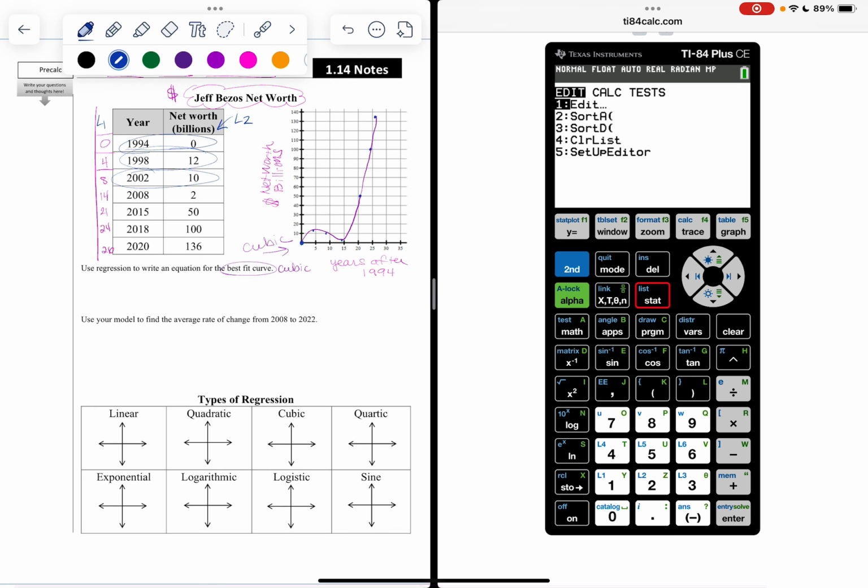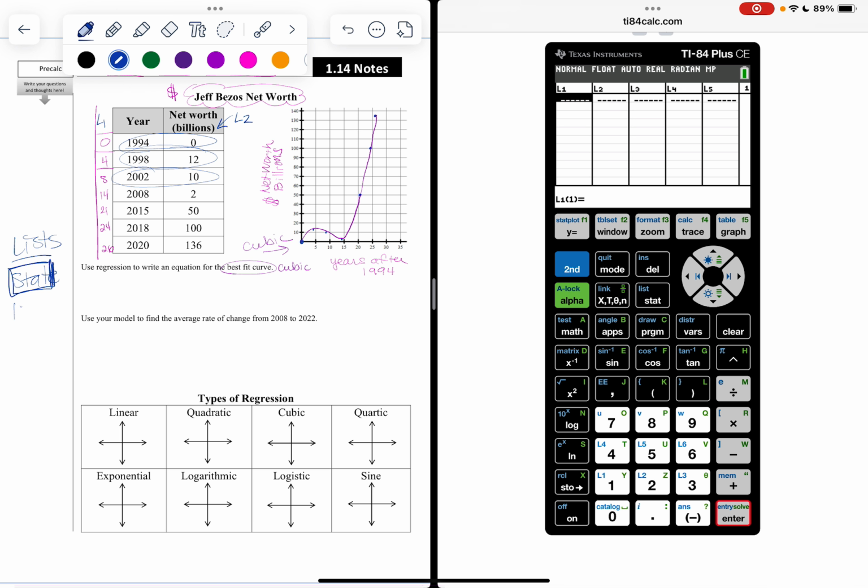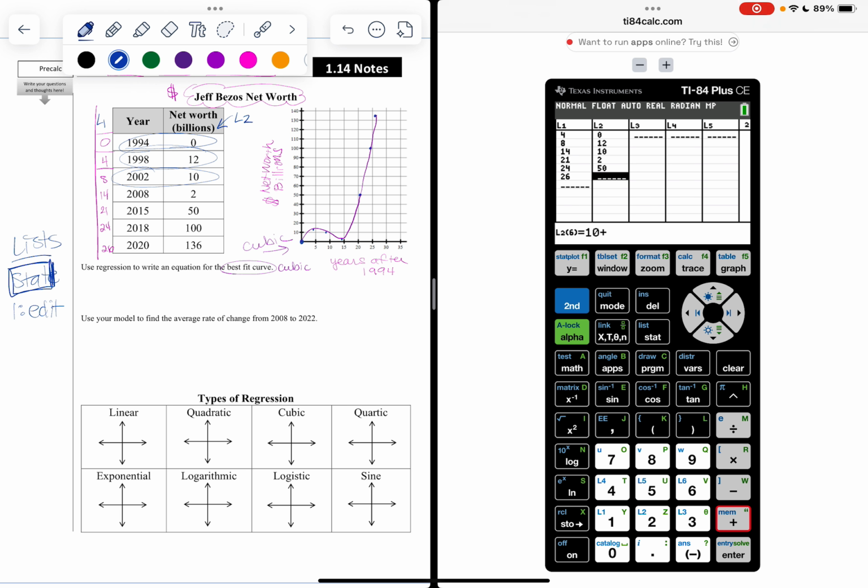So we're going to put our list in there. We're going to use the stat key, and then click edit, option number 1. Option number 1 gives me all of those lists. We're going to make our list 1 our years after 1994. So we've got 0, 4, 8, 14, 21, 24, and 26, enter. And now we're going to put in the billions of net worth at those years. So 0, 12, 10, 250, 100.